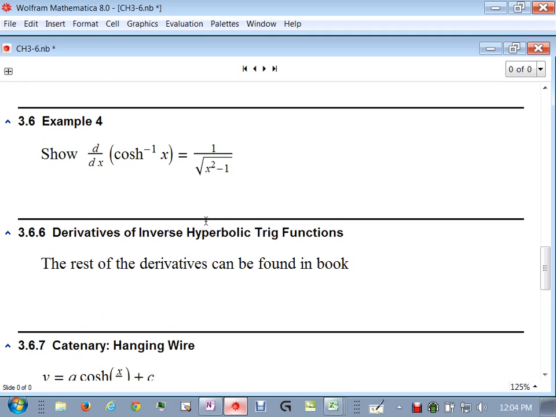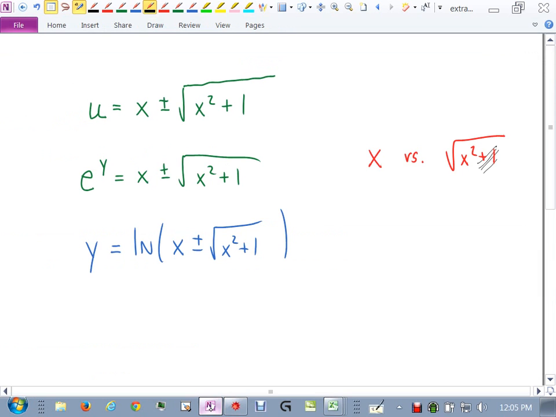All right, so now let's get to a derivative. How would we show that the derivative of the hyperbolic inverse hyperbolic cosine function is that? So trying to show that the derivative with respect to x of cosine hyperbolic inverse x equals 1 over square root x squared minus 1.